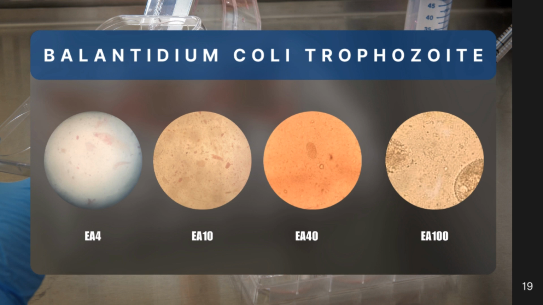The trophozoite stage of B. coli is the active feeding form of the parasite that lives in the colon of the host. Infections are usually asymptomatic but can cause symptoms such as diarrhea, abdominal pain, and in severe cases, dysentery. Treatment typically involves the use of antibiotics. The second specimen is monocystis.